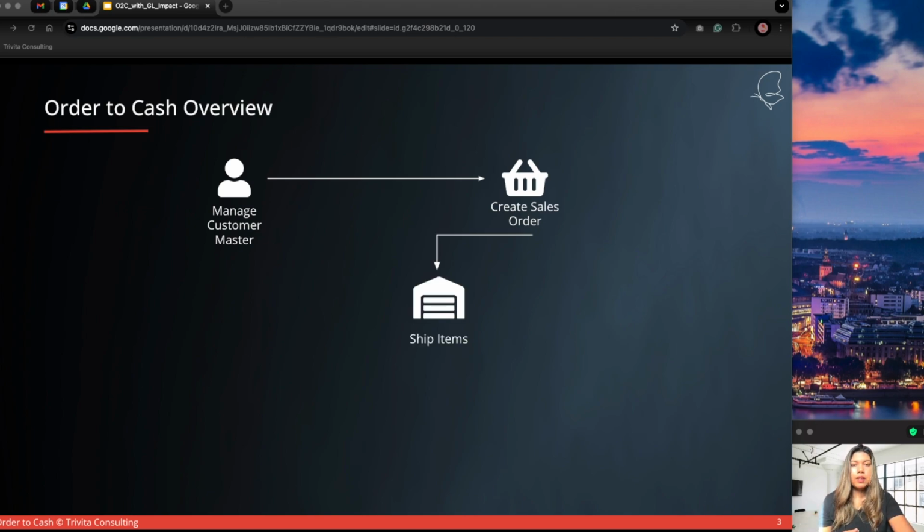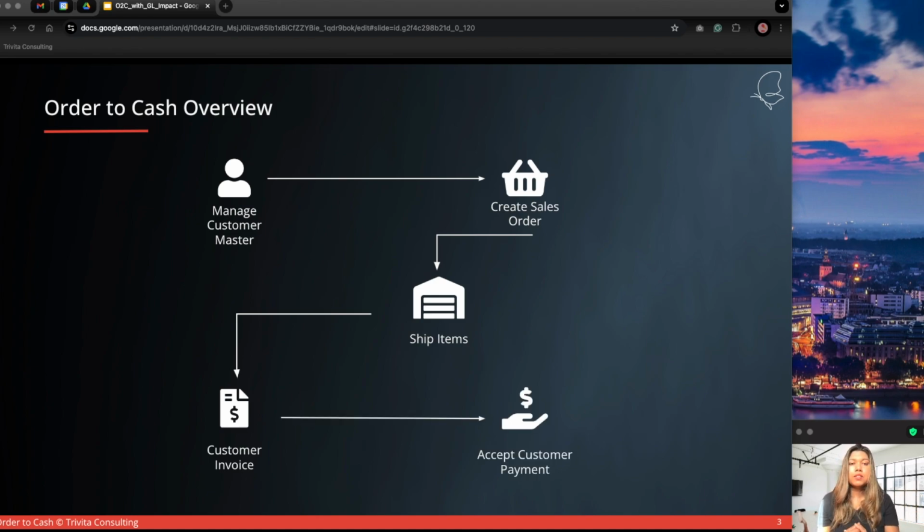From then we are going to fulfill or ship the items, and this is where the items are going to be picked, packed and shipped. Next, invoicing. So once the items are shipped, an invoice is generated and is sent to the customer. And the last step is receiving the payment from the customer, which closes the transaction. Now let's take a look at each step in more detail, starting with item fulfillment and its impact on the general ledger.